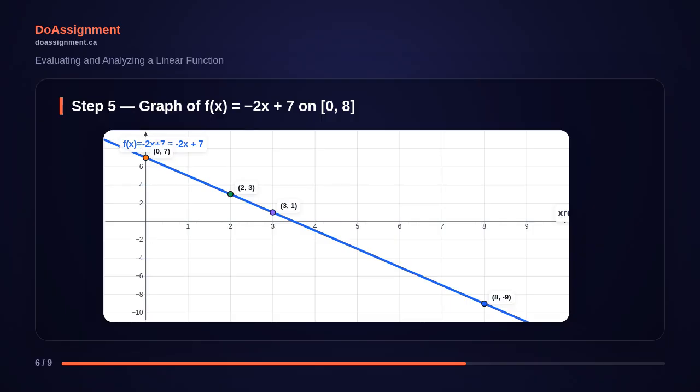This graph shows the linear function decreasing from the point 0, 7 down to 8, negative 9. You can see the point at x equals 3 giving a y value of 1, and the point at x equals 2 where f of x equals 3.